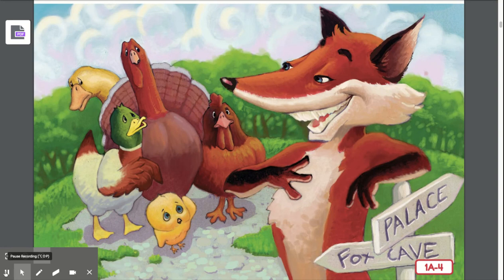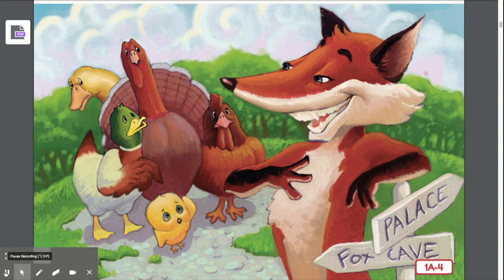Who is the main character in the story? Did you say Chicken Little? Chicken Little is the main character in the story. So what is a character? Did you tell me that a character is a person or talking animal in a story? If you did, you remembered from our introduction.